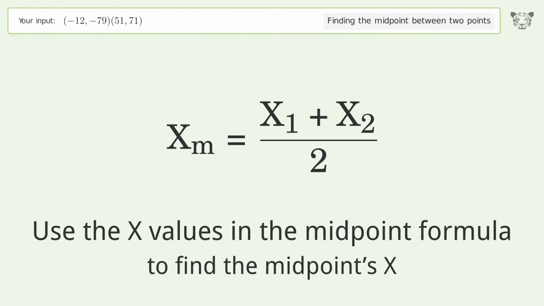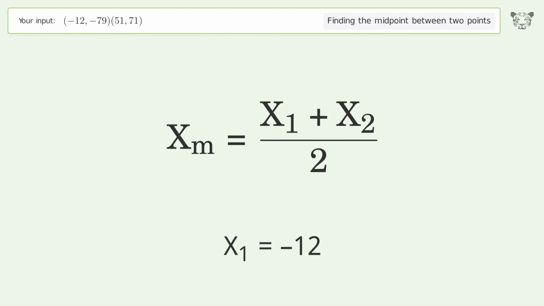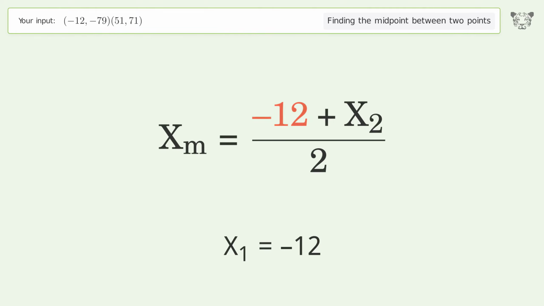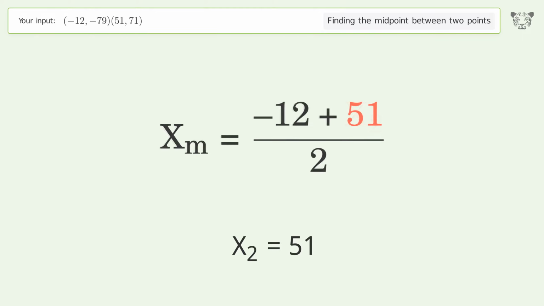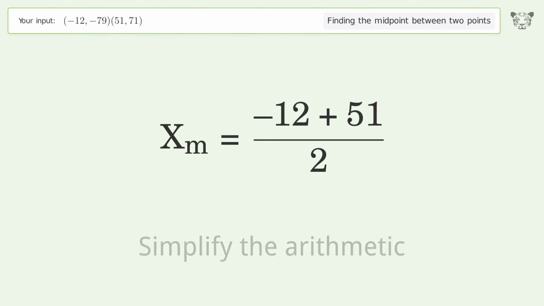Use the x values in the midpoint formula to find the midpoint's x. x1 equals -12. x2 equals 51. Simplify the arithmetic.